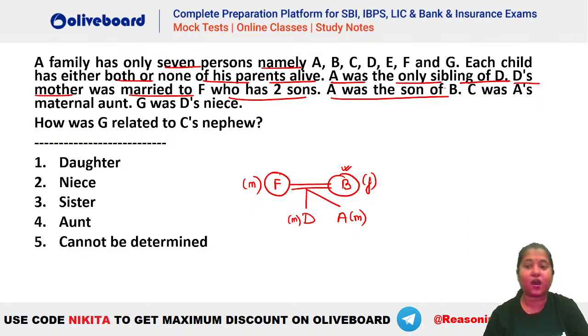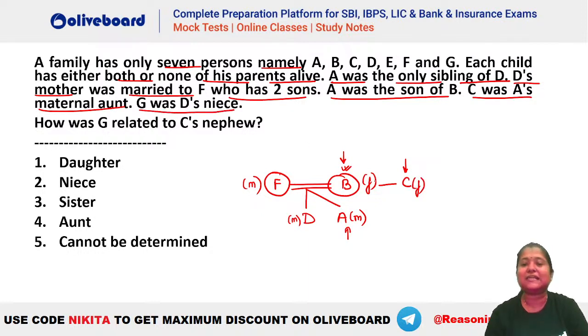ठीक है, ये B हो गया. अब क्या दे रखा है? C was A's maternal aunt. What is the meaning of maternal aunt? That is mother's sister. So you can see C has to be A's maternal aunt. That means C will be here because A is this person, right? A यहाँ पर है, उसकी mother B है, so we have C here. So C will be the sister of A's mother. So C is a female person. ठीक है, ये भी हो गया.